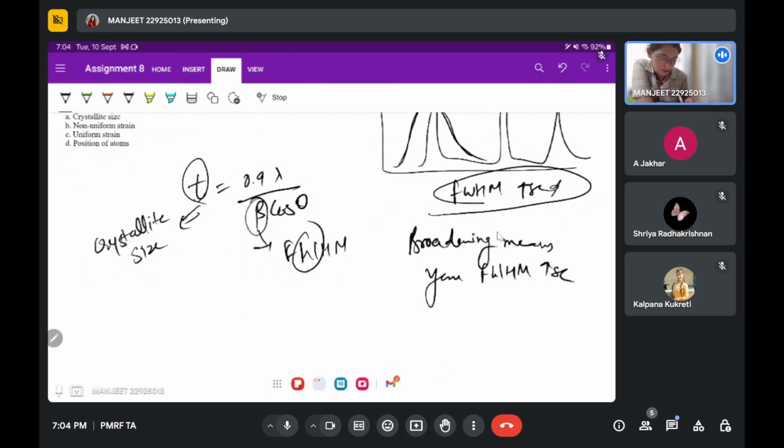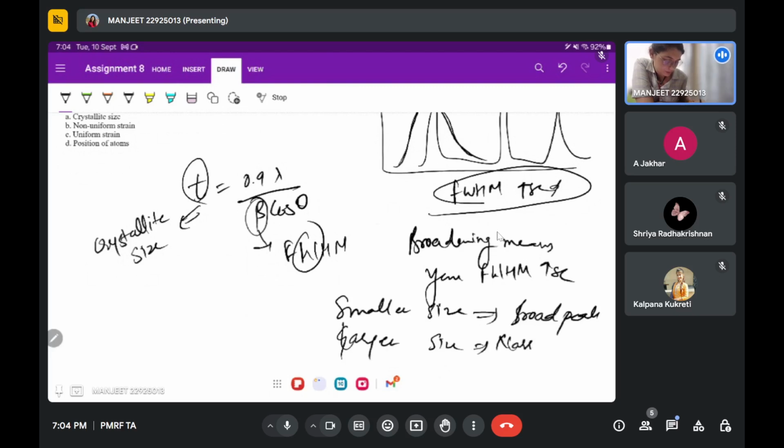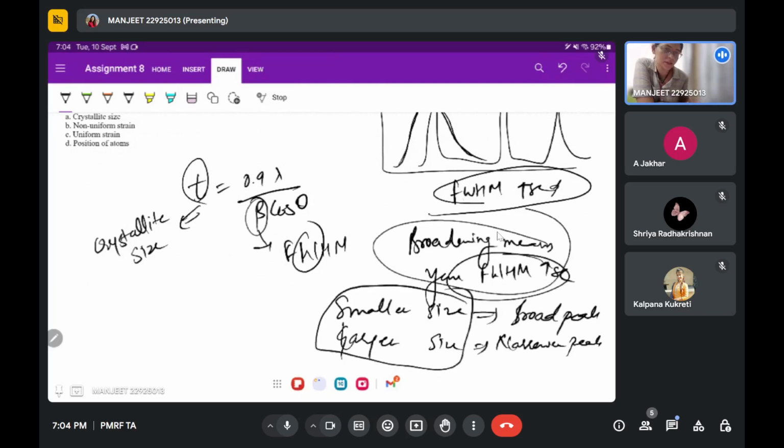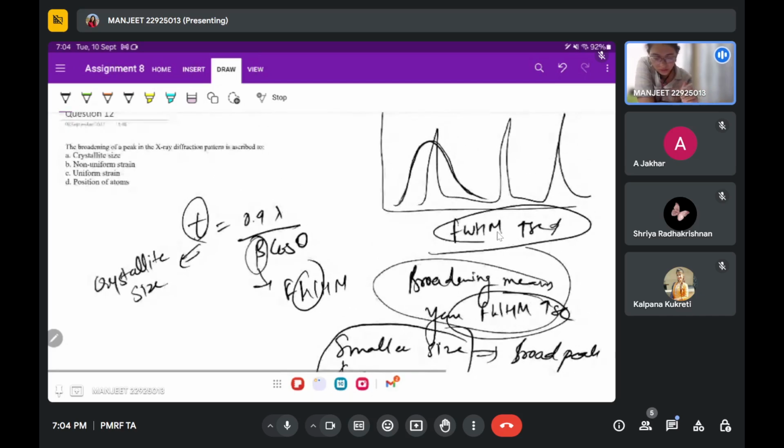For a smaller grain, we get a broad peak, and for a larger grain, we have a narrower peak. So yes, the broadening is dependent upon your crystallite size. If it is smaller, it will be a broad peak. If it is larger, it will be a narrower, more crystalline peak. So the crystallite size also defines the broadening of the peak.